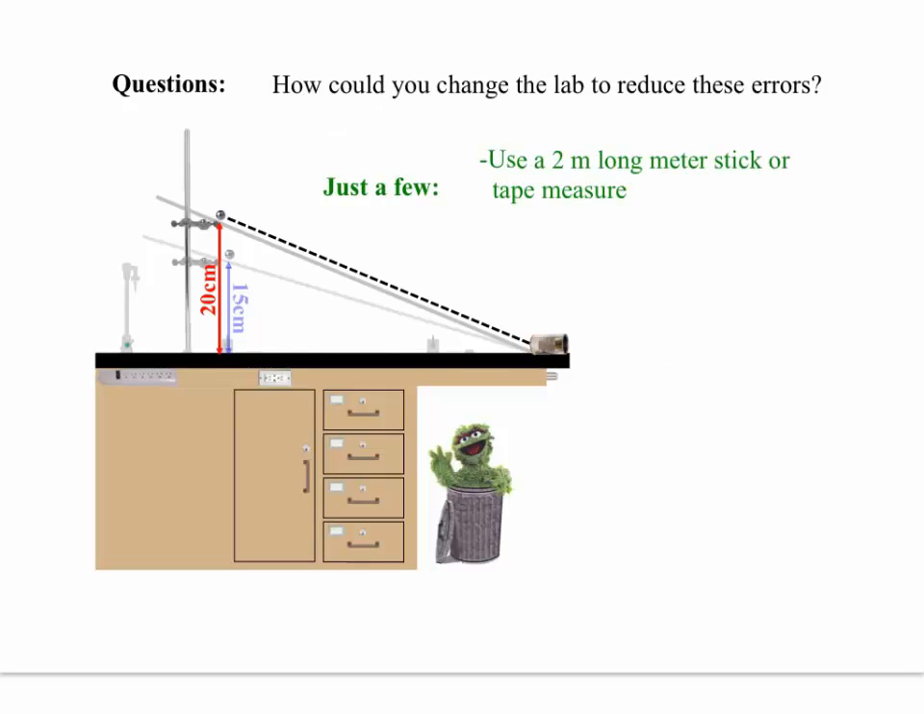To reduce the error in measuring the length of the ramp, a tool longer than the ramp should be used. Perhaps a 2-meter long meter stick or a tape measure could be used instead of the meter stick. As for the height of the ramp, a tape measure might be a more appropriate choice because any wearing on the edge of the meter stick is eliminated by, well, eliminating the use of the meter stick.